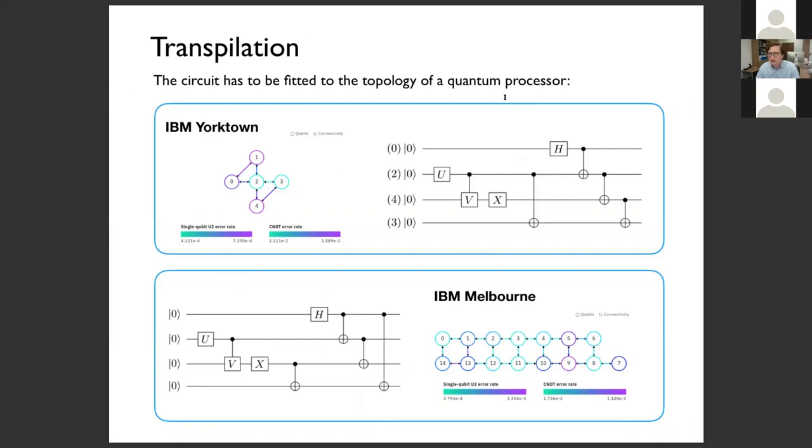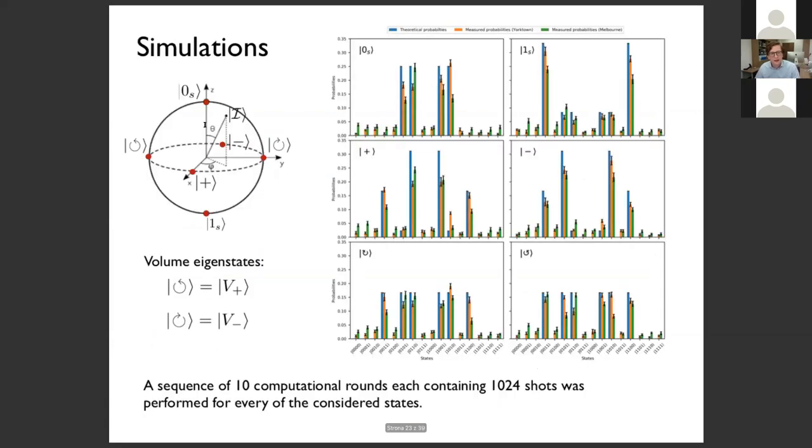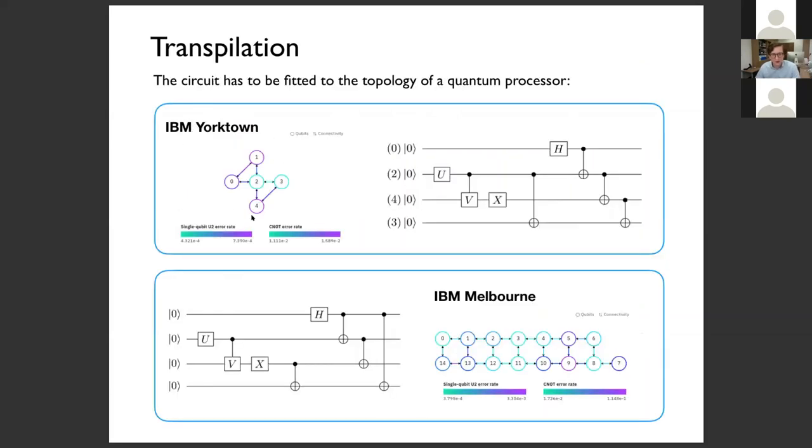But for this purpose, you have to keep in mind that the topology of quantum processors imposes certain limitations on what type of circuits can be executed. Therefore, we have to perform the so-called transpilation of the quantum circuit such that it fits the architecture of the quantum processor. We did the transpilation for the IBM Yorktown 5-qubit quantum computer and the IBM Melbourne quantum computer. So these are the circuits that we obtain after rearranging the gates such that they can be embedded in the architectures of the quantum computers.